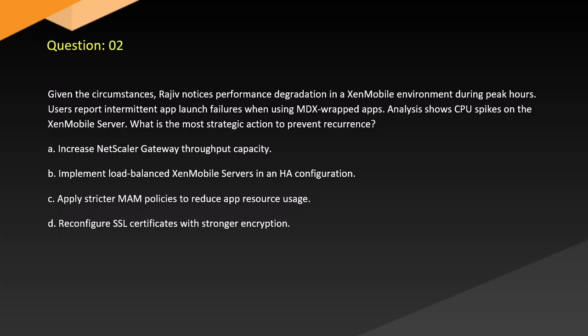A. Increase NetScaler Gateway throughput capacity. B. Implement load-balanced XenMobile servers in HA configuration. C. Apply stricter MAM policies to reduce app resource usage. D. Reconfigure SSL certificates with stronger encryption.